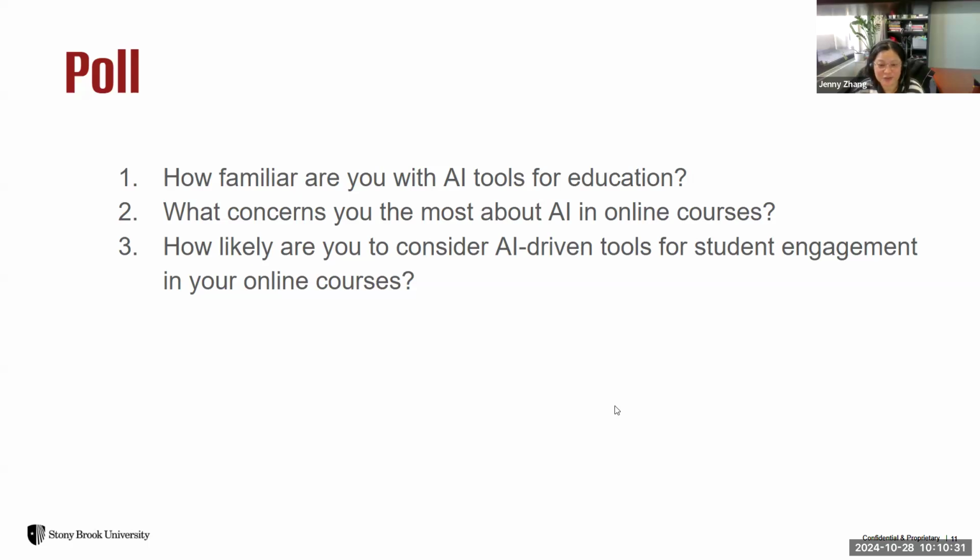Okay, so let me share the screen, the results. It looks like most of us are familiar with it, and some are very knowledgeable. The biggest concerns are academic integrity, lack of control, and reduced student motivation. Great, there are no major surprises, and that's why we want to address the biggest concern, academic integrity.